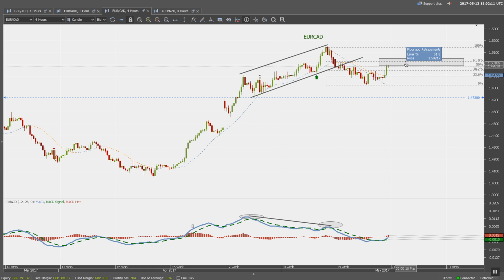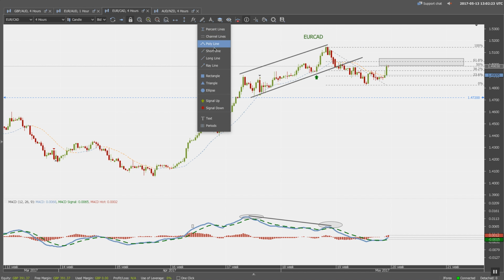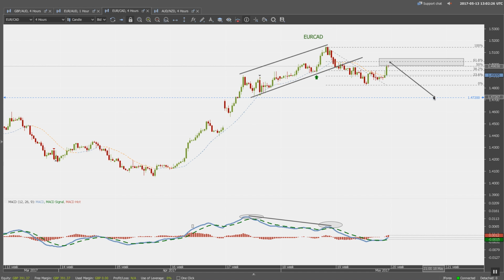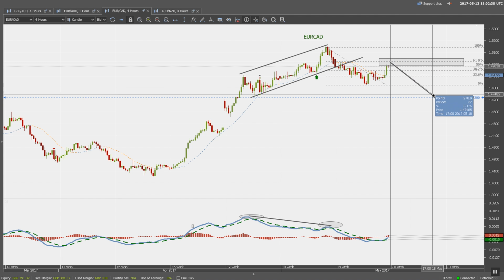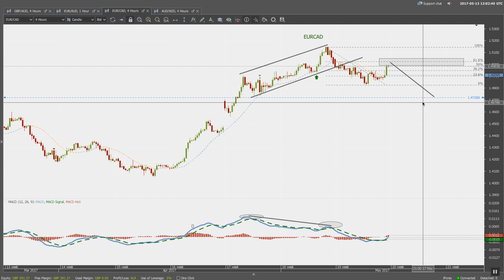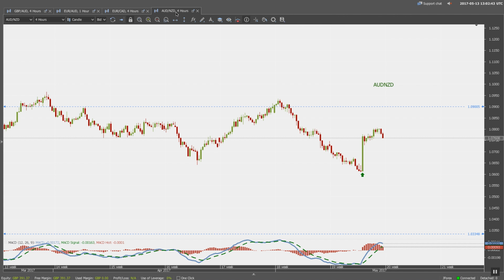If it does stall out at 61%, then you want to put a stop loss about 20 pips above this level. Okay, and our target is 147.20. So right there, from this level of resistance all the way down to the support, that's about 292 pips. Okay, the other one is Aussie New Zealand dollar.